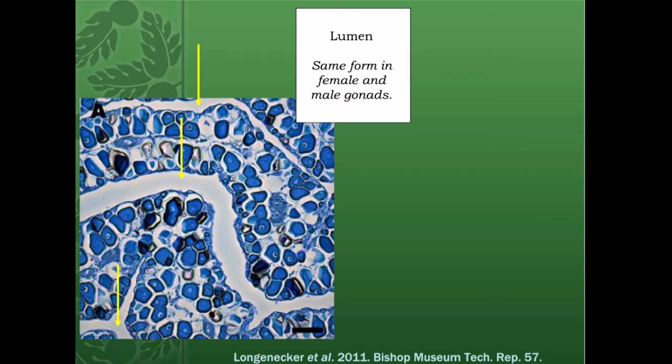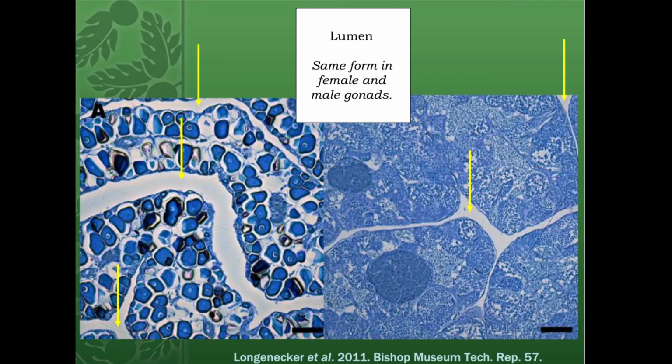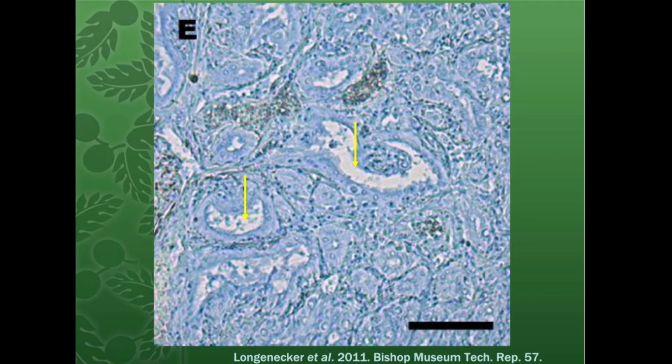So let's see what the lumen looks like in the ovary first, and these arrows point to that empty space in the ovary into which the eggs are shed before they're released into the water column. Here's a mature male of the same species at the exact same magnification, and you can see that you have those empty spaces in the testes as well. The presence of this lumen in the testes would suggest that we do have a protogynous species. And for comparison, let's take a look at the testes of a non-sex changing species. This does not have a lumen.